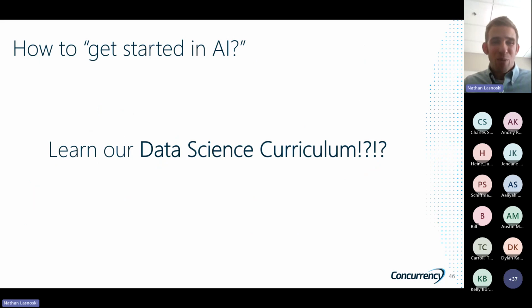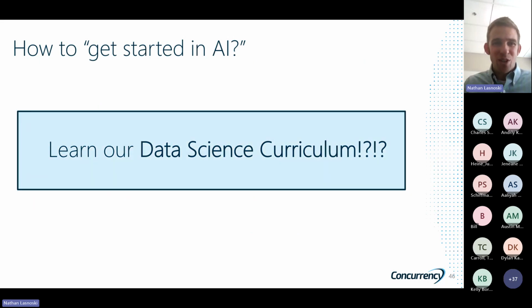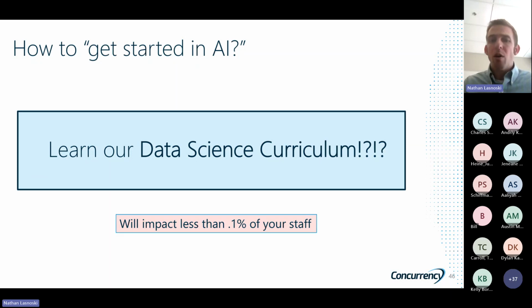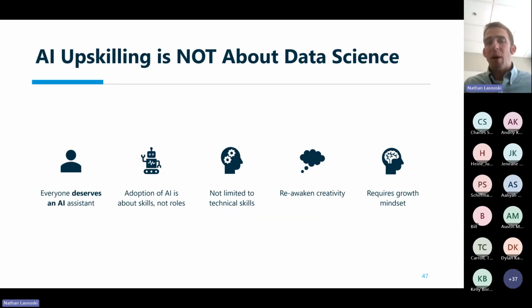So how do you get started? Where do we go from here? Do I learn data science curriculum? Does everybody learn AI? The answer to that is no. Data science itself will impact less than 0.1% of your staff, if even that much. Data science is not something that everyone's going to be doing. Data science is about a certain set of people.